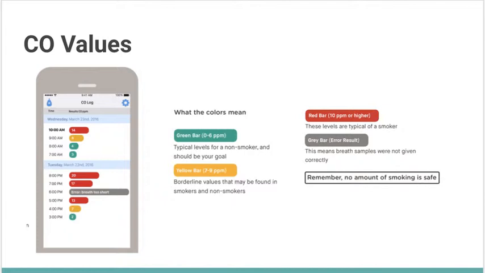Now, the half-life of CO is about 4 to 5 hours and it is released from red blood cells and exhaled in the user's breath. Borderline values will be seen in yellow, which are anything between 7 and 9, and anything that's gray means there's an error message, and they incorrectly provided a breath sample. We're going to go over what that looks like in a few slides. But keep in mind that no amount of smoking is safe. Even if the user is in green and they're still smoking, it is still not safe.